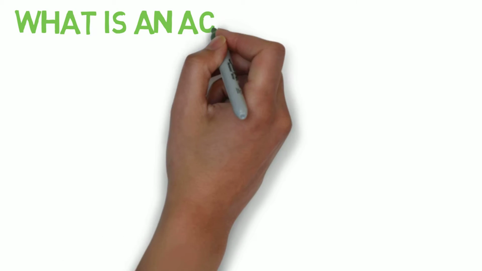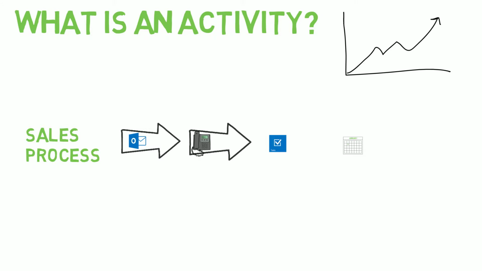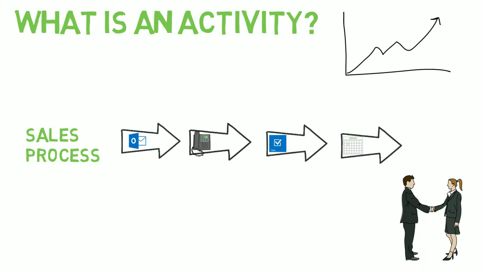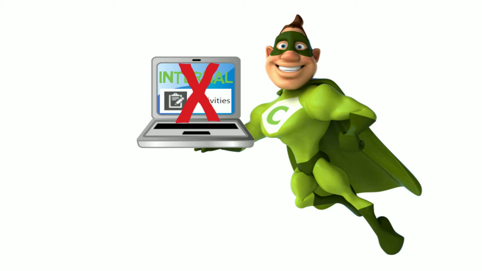So, what is an activity? Basically, it is a way of tracking and categorizing the various actions that we take to move the sales process forward. For the most part, activities involve some type of client interaction. We generally do not use Cyrus to track internal actions.